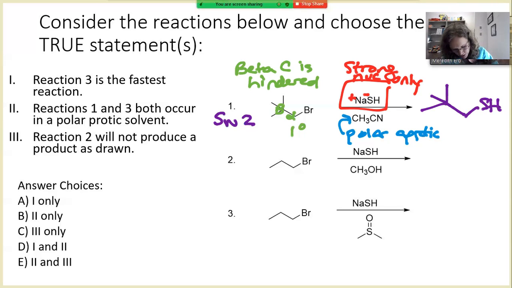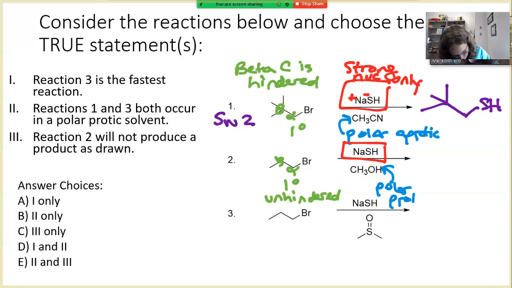Okay, the second reaction, we can use the same thought process. This is a primary unhindered substrate, because the beta carbon only has one R group attached to it. We have the exact same reagent, sodium thiolate, so it's also a strong nucleophile only. The difference here is the solvent. In this case, our solvent is polar protic. Polar protic solvents are not ideal for bimolecular substitution reactions or bimolecular elimination reactions, but it doesn't prohibit the reaction from occurring. It just doesn't necessarily speed it up. So the reaction can still happen in something like methanol or water. It's just not an ideal solvent.